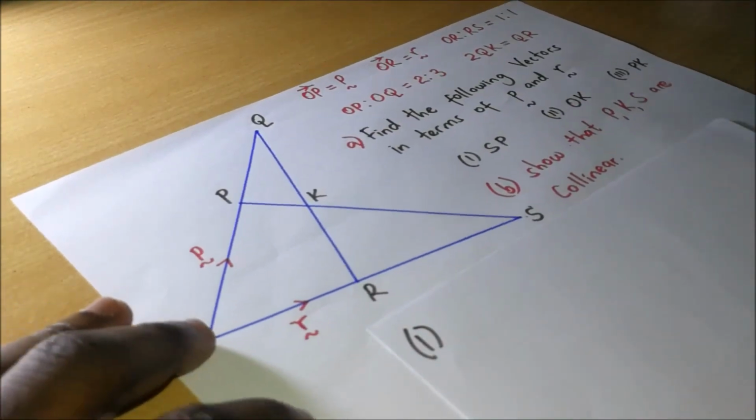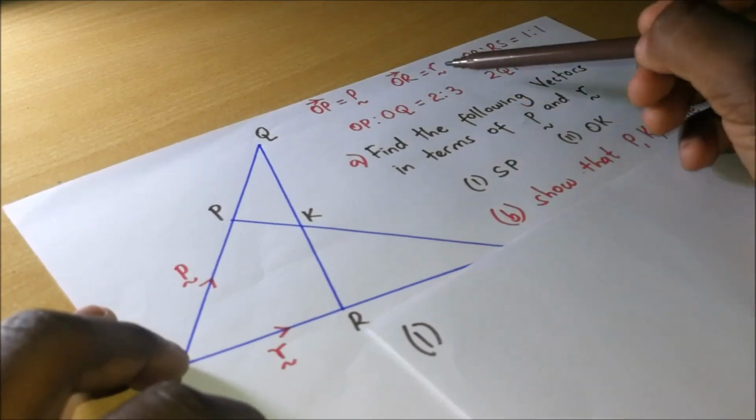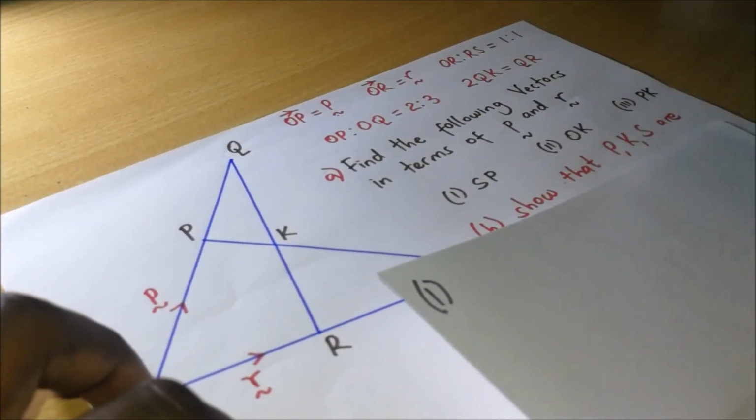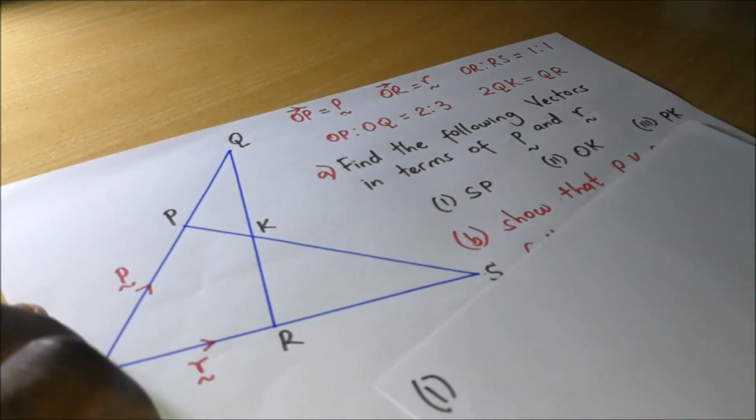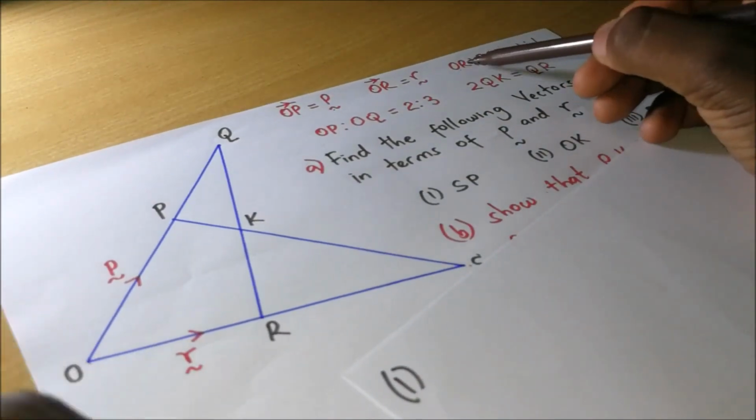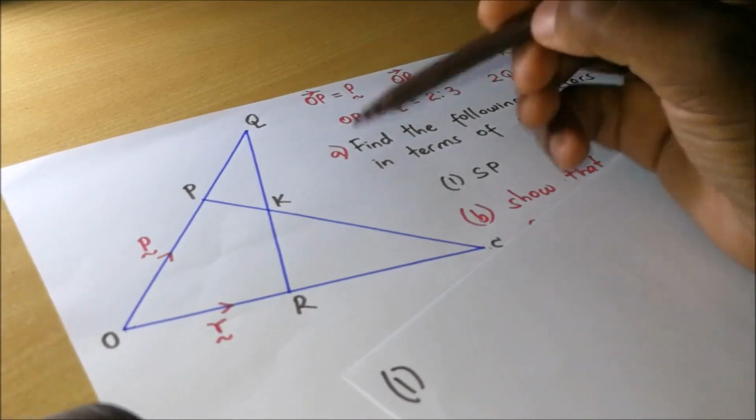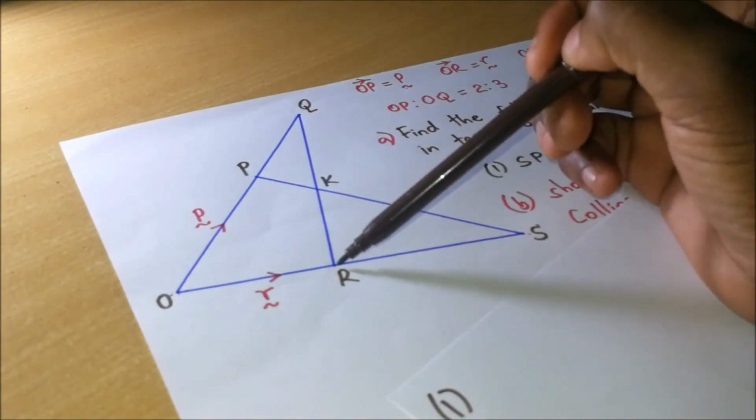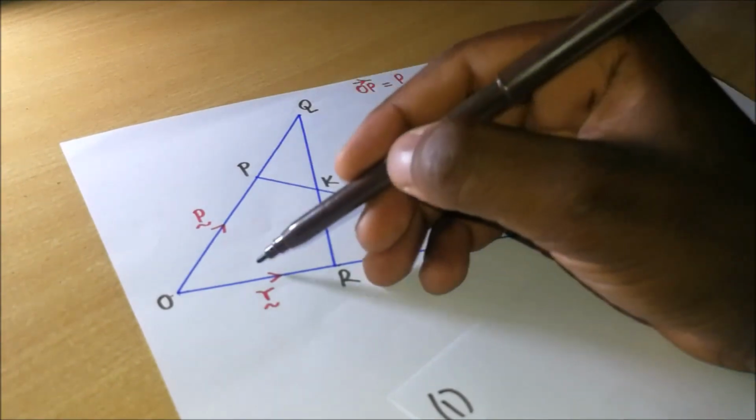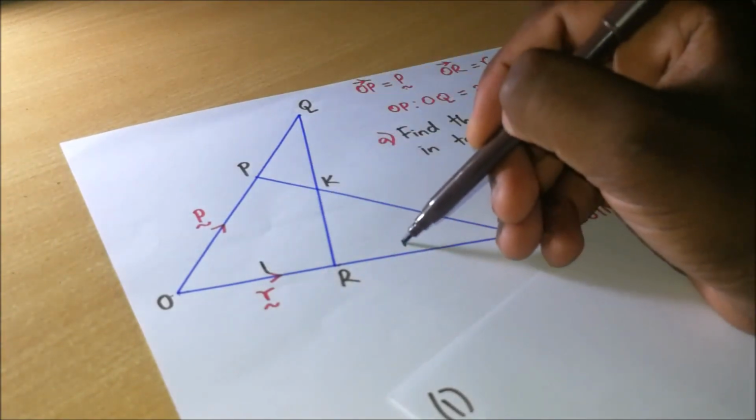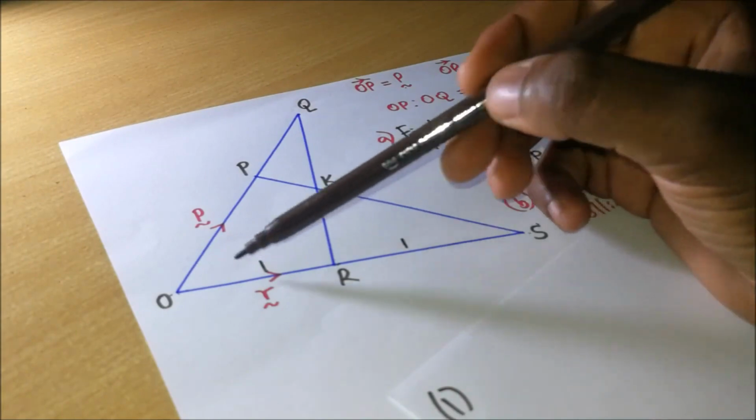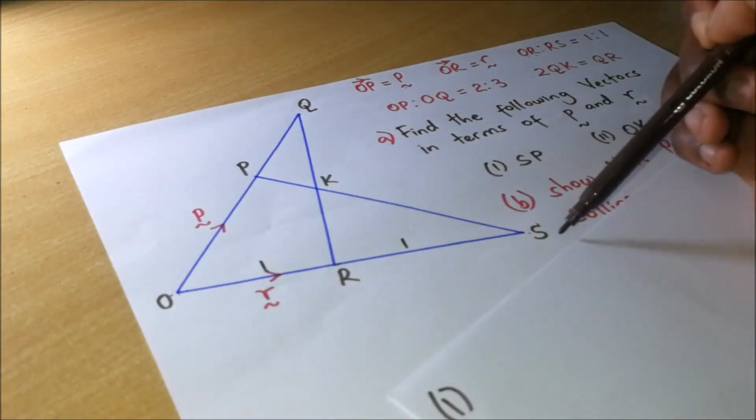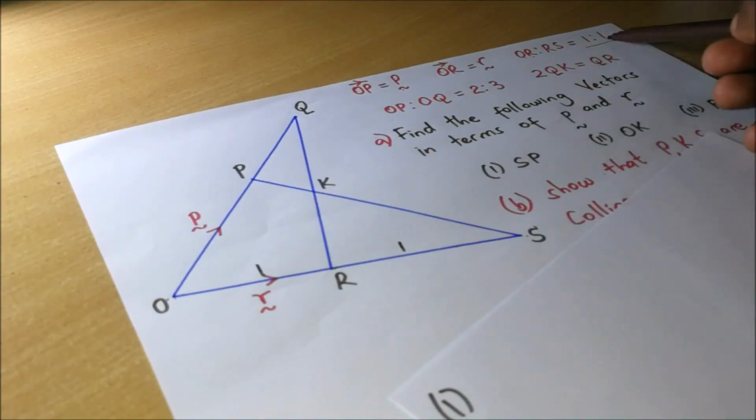Now, besides knowing that OP is that and OR is that, we have some extra information here that we need to factor into our diagram. For example, here we have OR to RS is 1 to 1. So when you look at the diagram, they're talking about O to R, then R to S, and the ratio is 1 to 1. It means that point R is the midpoint of OS.